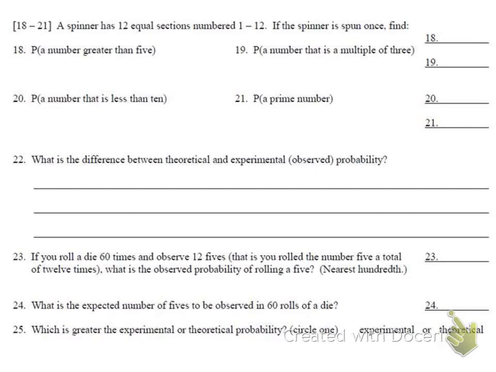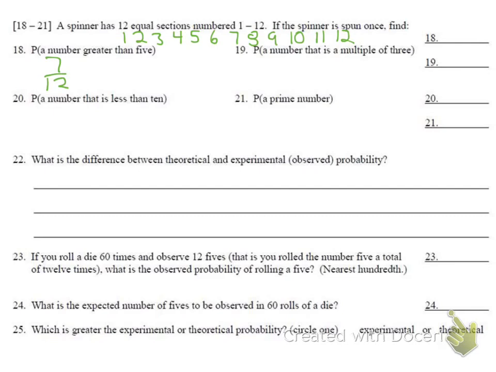For number 18, a spinner divided into 12 equal sections. I'm going to write out the numbers of 1 through 12 just to give me a reference. Okay, so first the probability of a number greater than 5. I see 6, 7, 8, 9, 10, 11, 12. That is 7 out of 12 numbers. So that's my probability here.